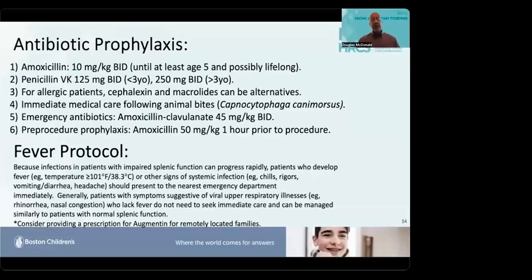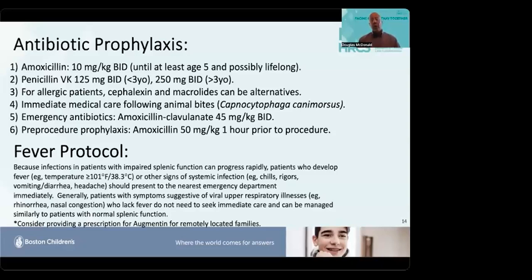We also counsel our patients that they do need to receive immediate medical care following animal bites due to a risk of capnocytophaga infection. We also discussed the possibility of providing emergency antibiotics for fevers, including Augmentin at a dose of 45 milligrams per kilogram twice daily. And we also recommend peri-procedure prophylaxis with amoxicillin 50 milligrams per kilogram an hour prior to procedure.